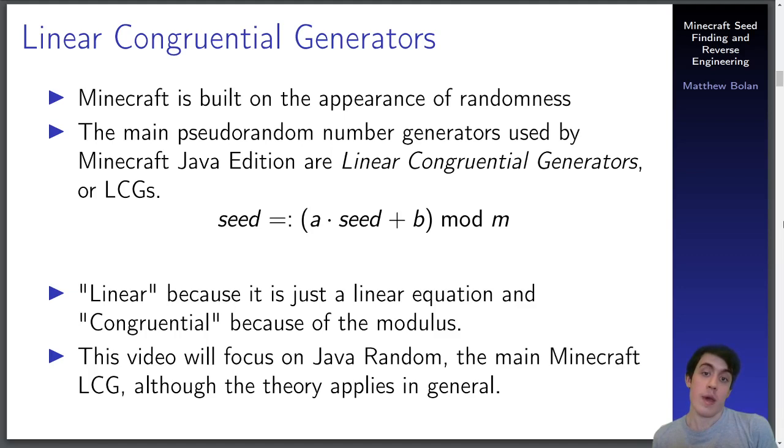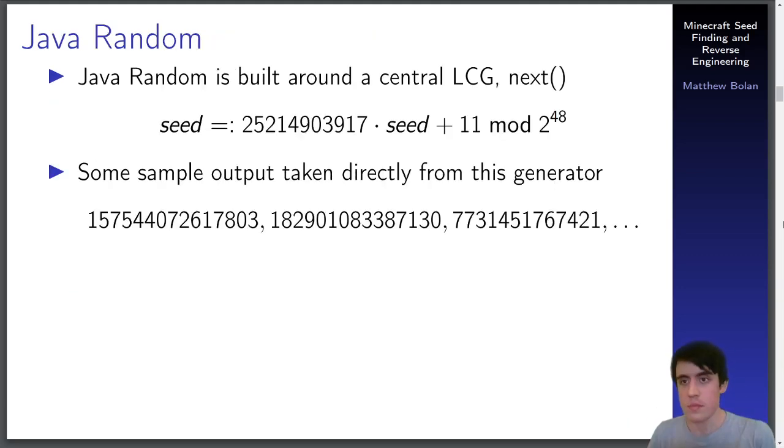I do want to stress, though, that being able to deal with arbitrary LCGs is still important. It's very good to understand. So even though this video, because of the nature of Minecraft, is going to be focused on JavaRandom, everything I say here, with maybe one exception, applies to linear congruential generators in general. JavaRandom's not especially special when it comes to the theory. So let's get into how JavaRandom itself is implemented.